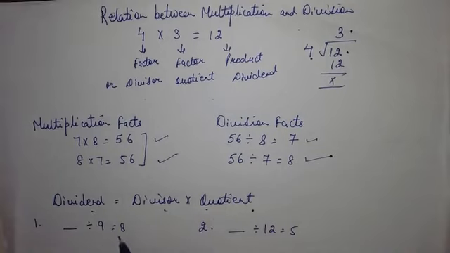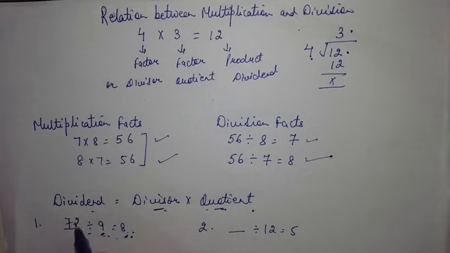Here you can see division, divided by 9 is equals to 8 is given. We have to find the dividend. So how will you find the dividend? You will be multiplying divisor and quotient. Divisor is that number with whom we divide, and quotient is the result of the division. So multiply these two numbers 9 and 8, you will be getting the answer 72. So 72 is the dividend.